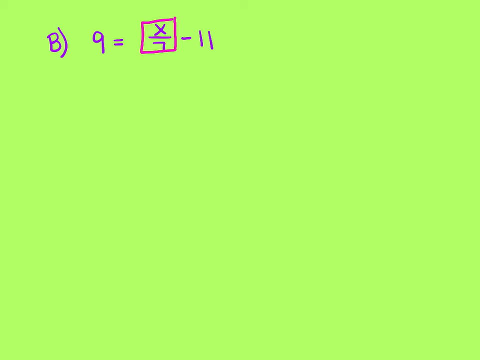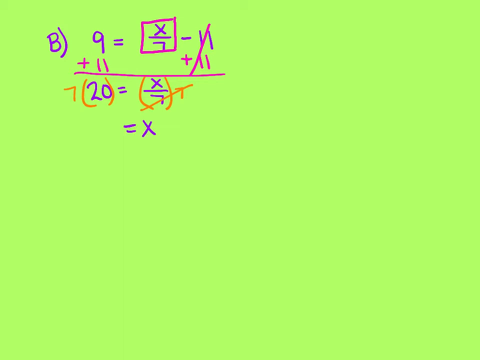And so we want to get rid of this minus 11 by doing its opposite, which is add 11 to both sides. When we're getting rid of a term, it's always being added or subtracted. So 9 plus 11 is 20, equal x over 7. And so to undo dividing 7, we're going to multiply both sides by 7. On the right side, when we divided 7 and multiplied 7, they canceled out and we just have x. On the left side, 7 times 20 is 140. So we get x is 140.